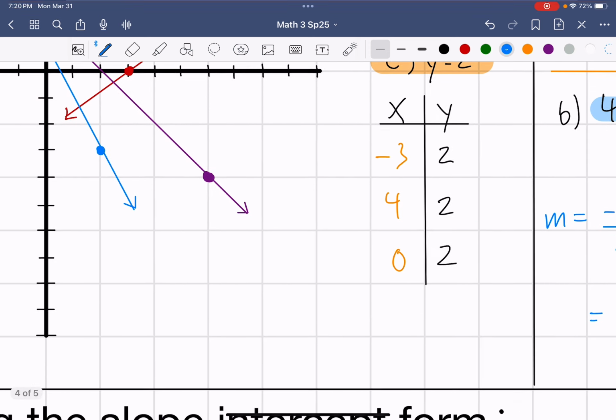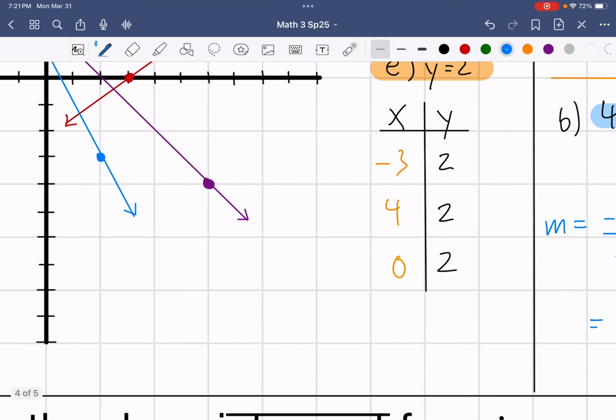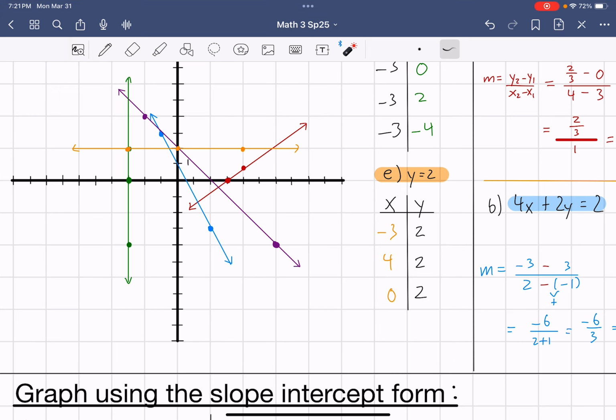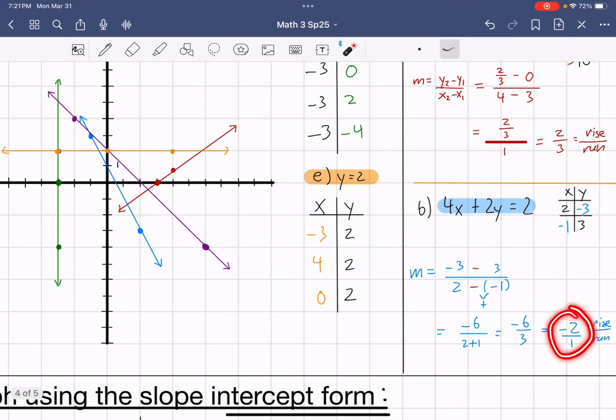Now, if we look back at this graph, that means you can go down 2 from any point, 1, 2, and then go right 1, and you would land right at your graph. Or vice versa, you can go up 2, and then left 1, and you would be on your graph again. But like I said, that is a negative slope, and you can see the orientation of it being negative.